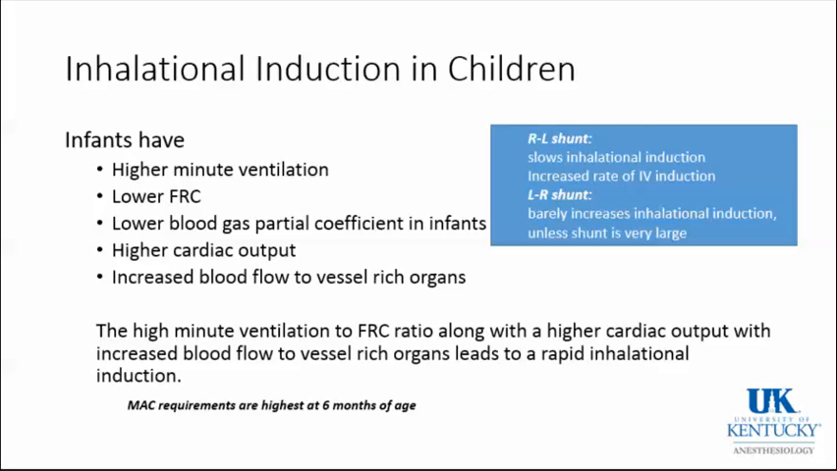The other thing to remember is that children have lower blood-gas partition coefficients, and hence that also helps with faster inhalational induction. Again, if these children have a left to right shunt, it barely affects inhalational induction unless the shunt is really huge. But if they have a right to left shunt, inhalational induction is slowed, but the IV rate of induction is quicker.